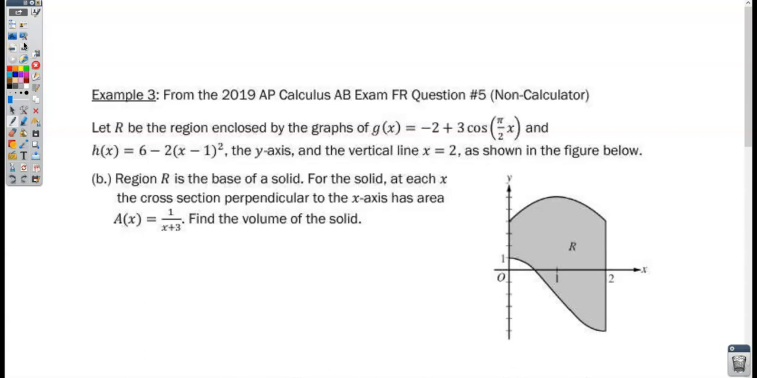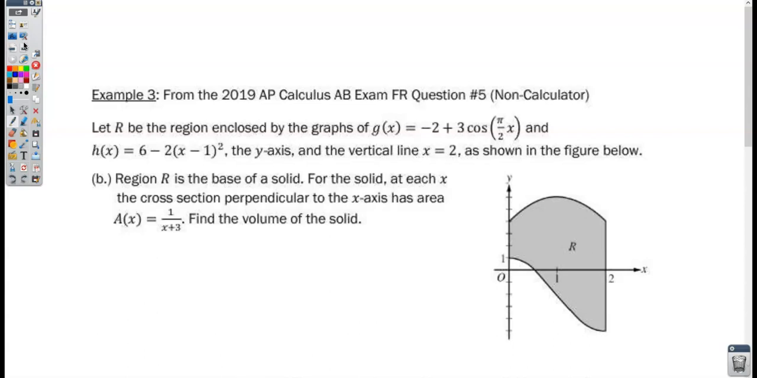Here we go, example 3 from the 2019 AP Calculus AB exam, free response question number 5, which makes this a non-calculator question. Let R be the region enclosed by the graphs of g of x and h of x, the y-axis and the vertical line x equals 2 as shown in the figure below. Region R is the base of a solid. For the solid, at each x, the cross-section perpendicular to the x-axis has area A of x equals 1 over x plus 3. Find the volume of the solid.